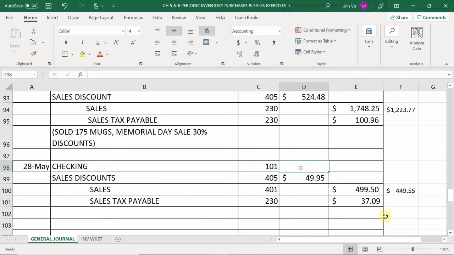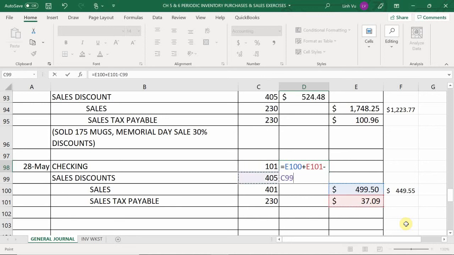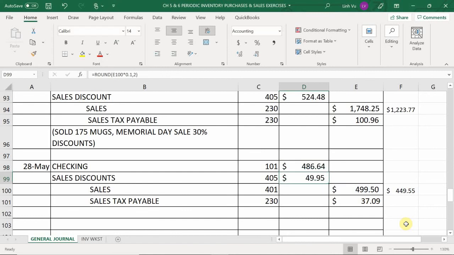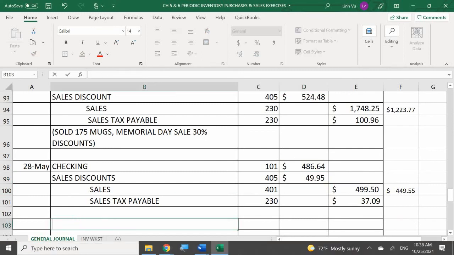$37.09. And then last but not least, how much did customer C charge on their account for this purchase? This is where we're going to take his full amount, add the taxes, minus the discount. So how much did he charge on his account? How much did they pay us? 486.64. Okay, good.